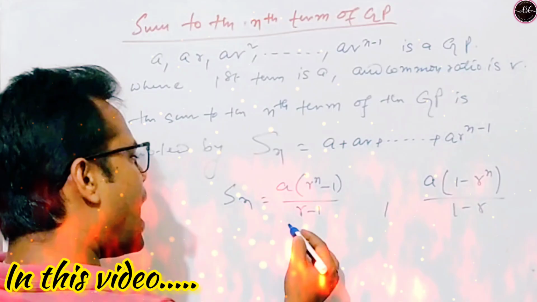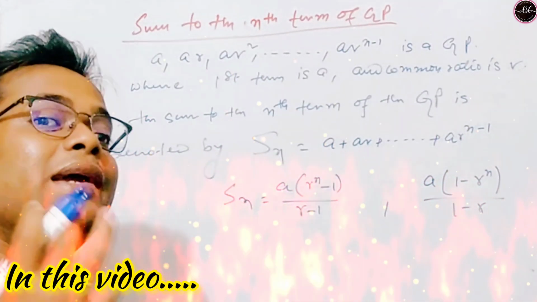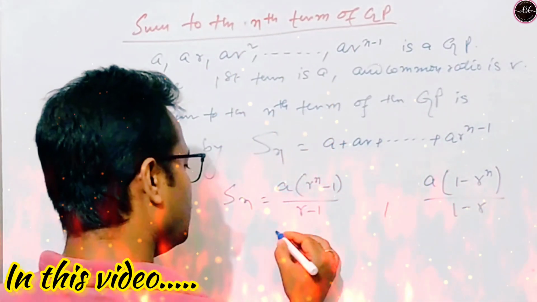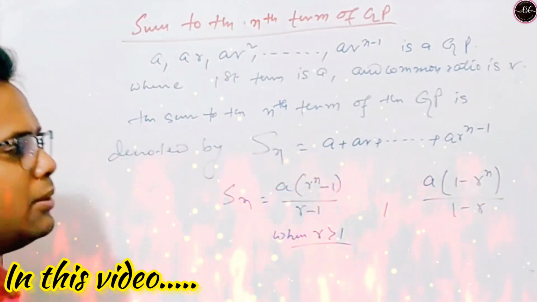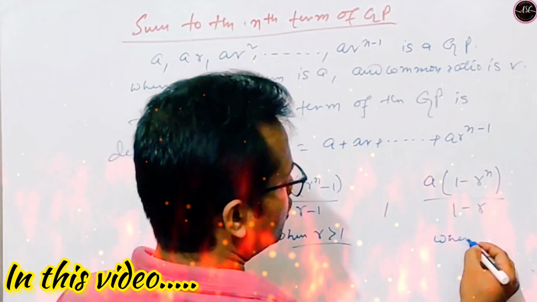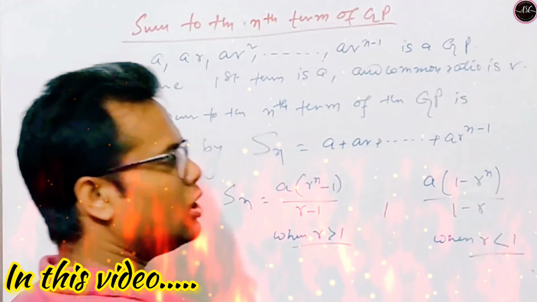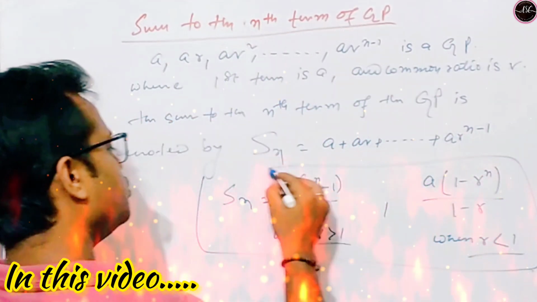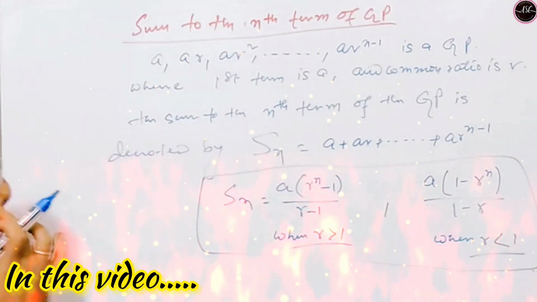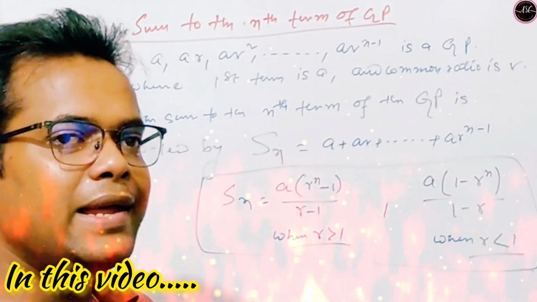Just look here: r minus 1, that means when r is greater than 1. So for this case, when r is greater than 1, this formula will be applicable, and when r is less than 1, this formula will be applicable. So this formula should be remembered. By this we will solve various problems.